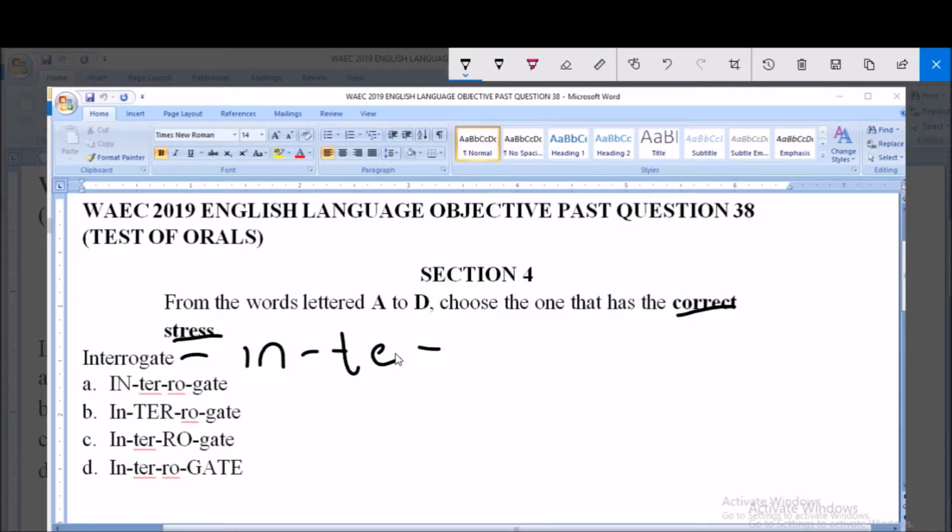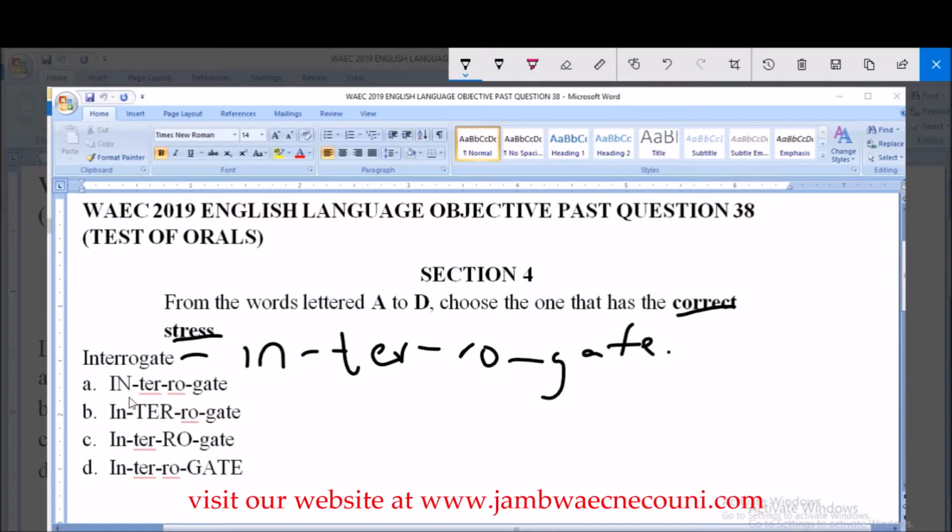Interrogate. So we are asked which has the correct stress pattern. In option A we have the first syllable stressed, B we have the second syllable stressed, C we have the third syllable stressed, D we have the fourth syllable stressed.